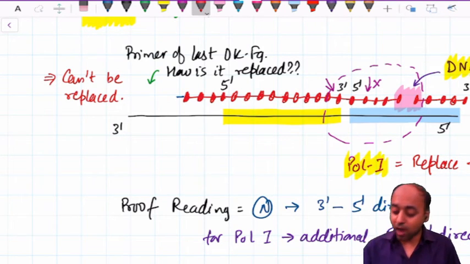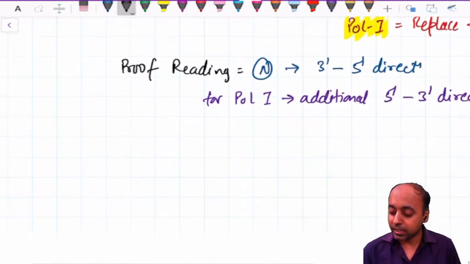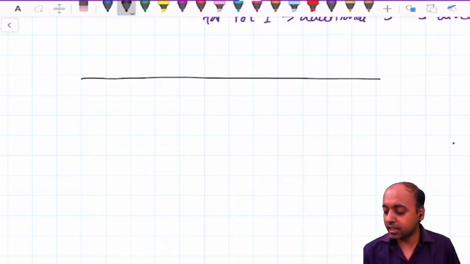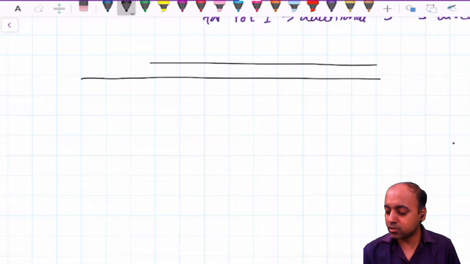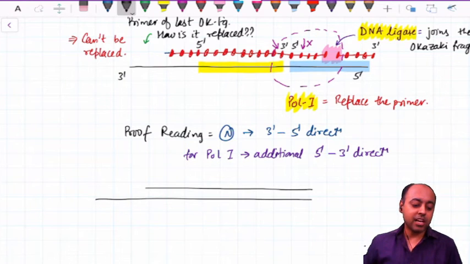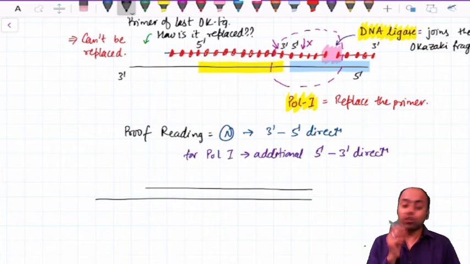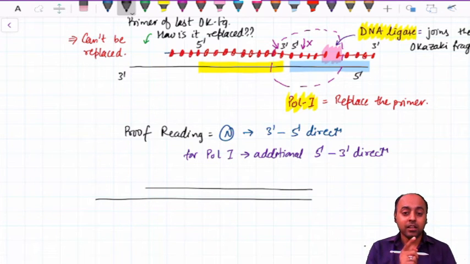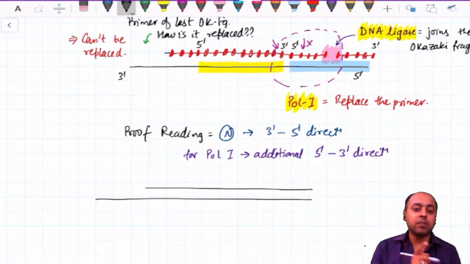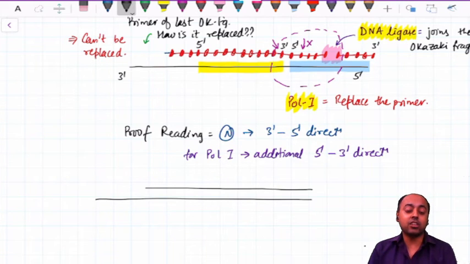This is the reason why, if you recall, I had told you that at the end of DNA, one strand is always shorter than the second strand. This is because the primer of the last Okazaki fragment cannot be replaced. I told you that when we do the replication, it will become clear why one strand is shorter than the second strand. The reason is the last primer cannot be replaced. It results in a difference in length of the two strands.